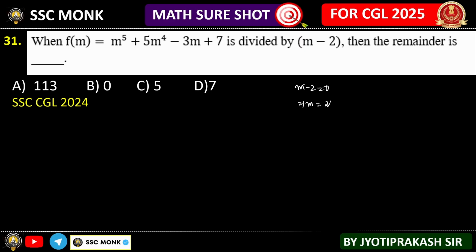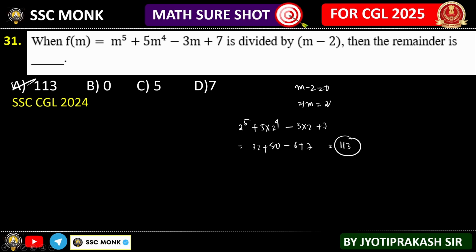Done. Now when the value of m is equal to 2, m to the power 5 means 2 to the power 5 plus 5 into 2 to the power 4 minus 3 into 2 plus 7. 2 to the power 5 is equal to 32 plus 2 to the power 4 is 16, 5 16s are 80, minus 6 plus 7, that is 80 plus 32 is equal to 112 plus 1, that is equal to 113. So the remainder will be 113.